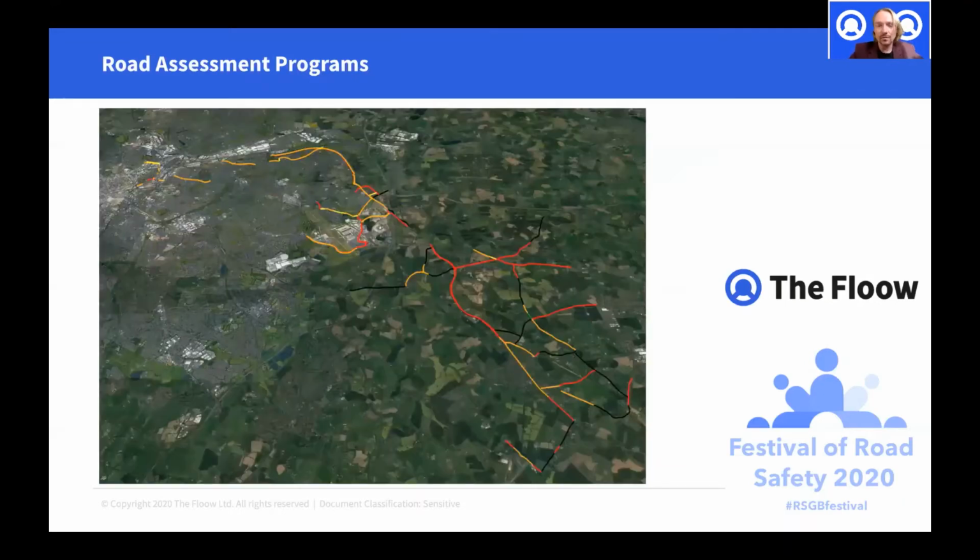Here's an example from the West Midlands whereby a large number of roads have been encoded, giving a colour-coded system in this case in terms of their suitability for risk on their roads. The black roads are the worst, red's not so good, green would be good, but there are no green in this particular example.